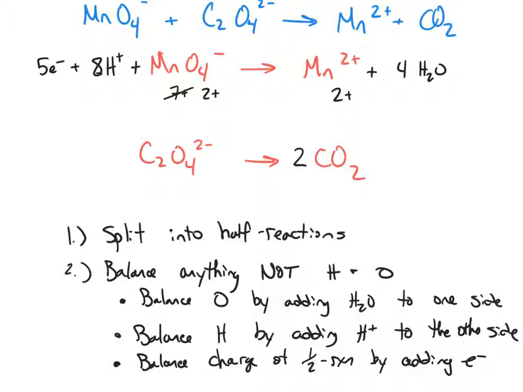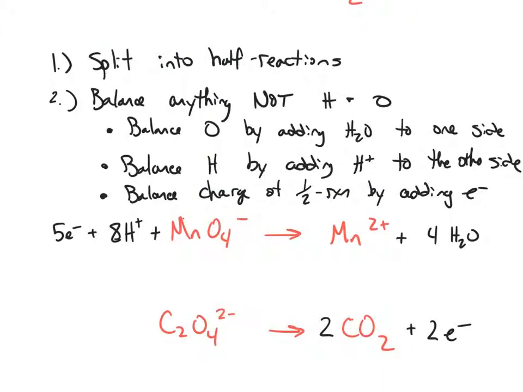So the only thing I really need to do in this problem is to balance the charge of this second half reaction by adding electrons. Over here, I have a 2 minus, and over here, I have 0. So I need to bring the 0 down to the 2 minus. On this side, I'm going to add 2 electrons to bring the 0 down. Remember, we're bringing the larger number down to equal the smaller number. In this case, the smaller number was already negative, so I need to bring the larger 0 down to negative by adding 2 electrons on this side.